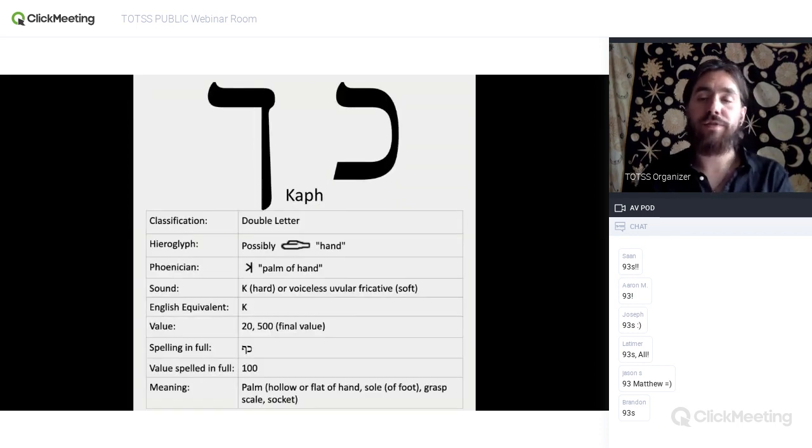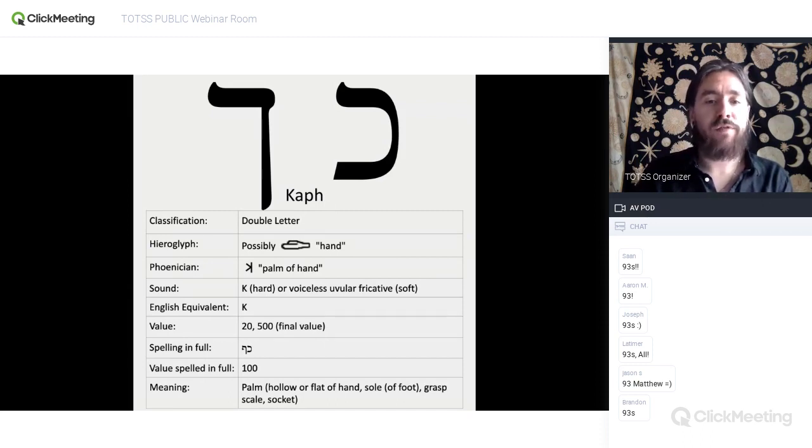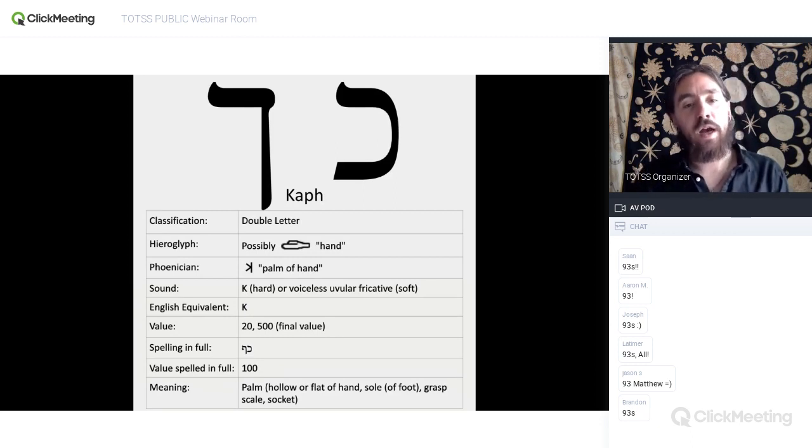Now, Kaph, this is right? Yeah, we haven't seen any. This is the first letter that we've seen so far that has two different forms. So on the right, you see the normal form of Kaph, and then at the top of the page, and then on the left, we'll see the final form of Kaph. And so this final form is used whenever Kaph is the last letter in a word.